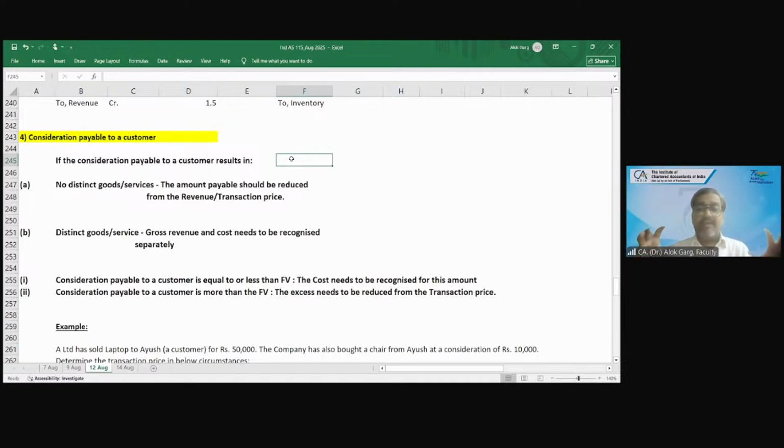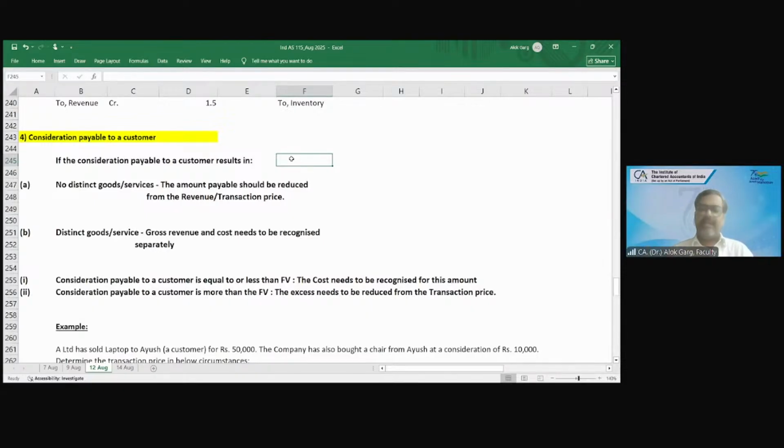It is within the premises of the customer. Tomorrow, if the customer wants to move this to another shelf, he can do that, right? So PepsiCo is not getting any distinct goods and services. PepsiCo is not getting any control over those goods and services, right? In that case, the revenue has to be the net revenue. Whatever the consideration is payable to a customer, it has to be netted off.